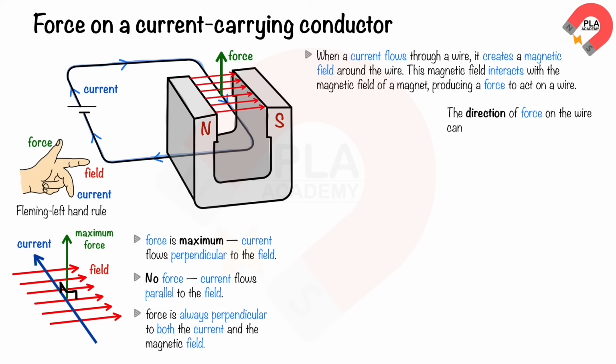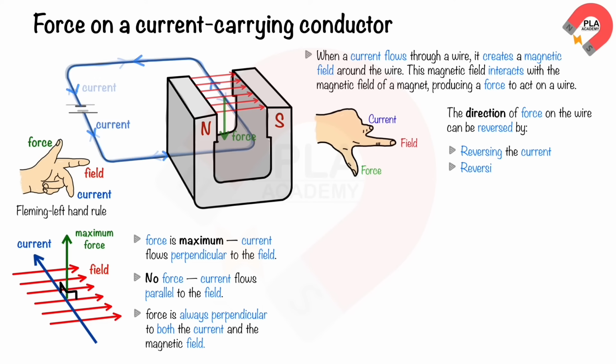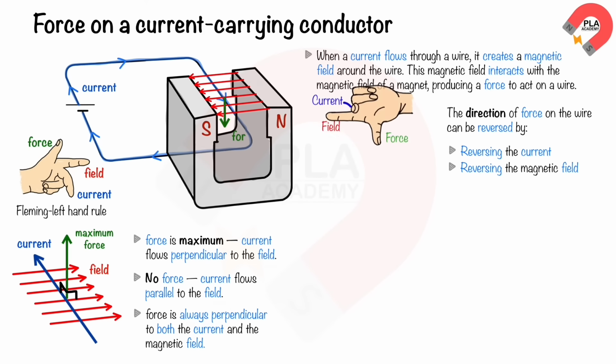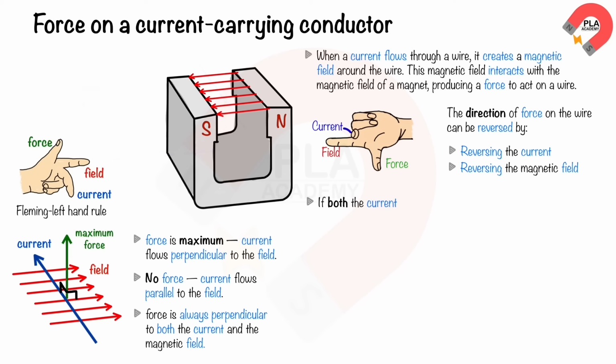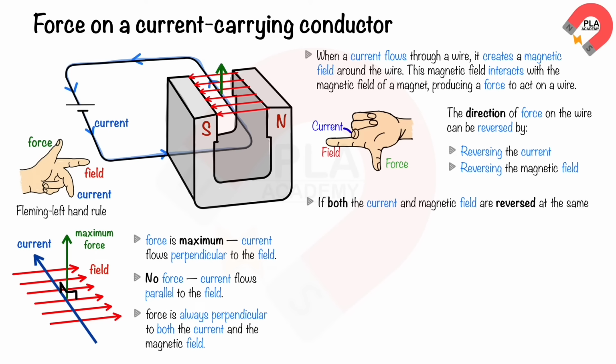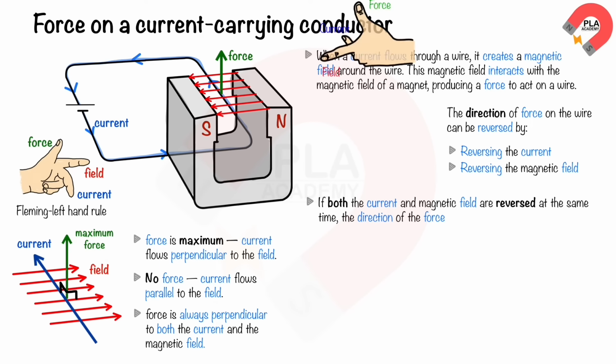The direction of force on the wire can be reversed by reversing the current or reversing the magnetic field. If both the current and magnetic field are reversed at the same time, the direction of the force remains the same.